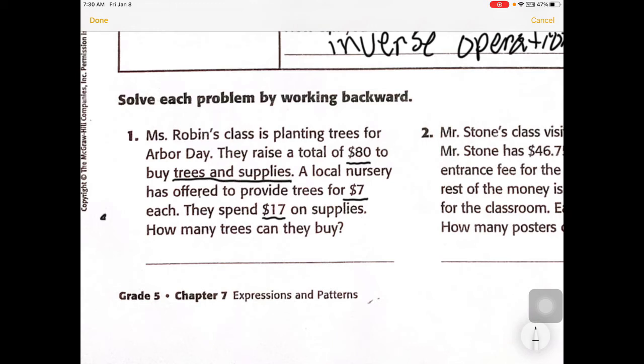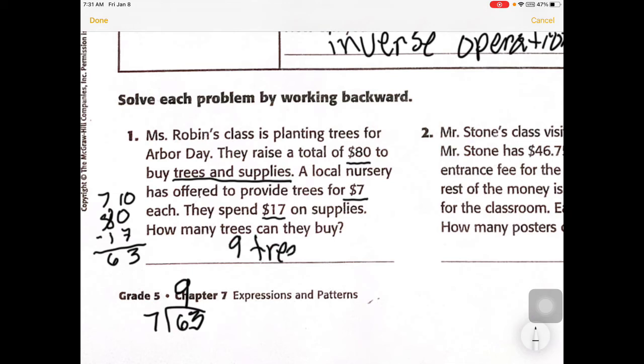So we take $80 and we can spend $17 on supplies. So let's take the supplies out of that, and that'll tell us how much we have left for the trees. 7, 8, 9, 10 is 3. 7 minus 1 is 6. We have $63. So we'll take $63 divided by 7, and we know that that is 9. So we know that they can buy 9 trees. See how we worked backwards on that? We did $80 minus 17. Then we divided by 7.